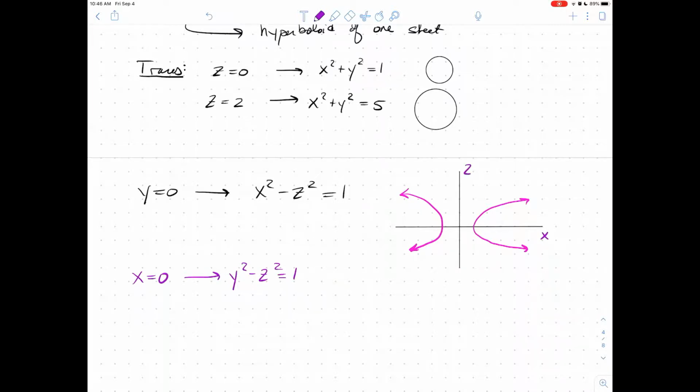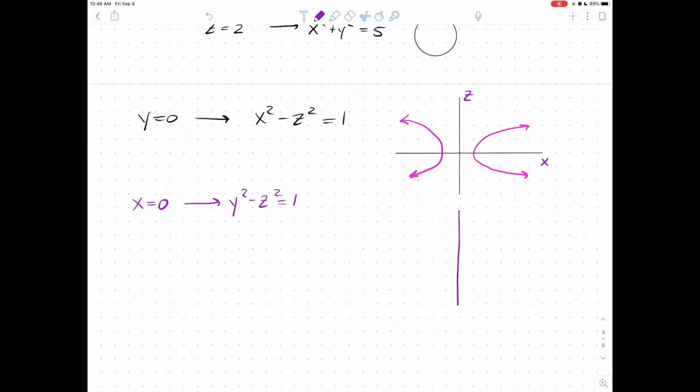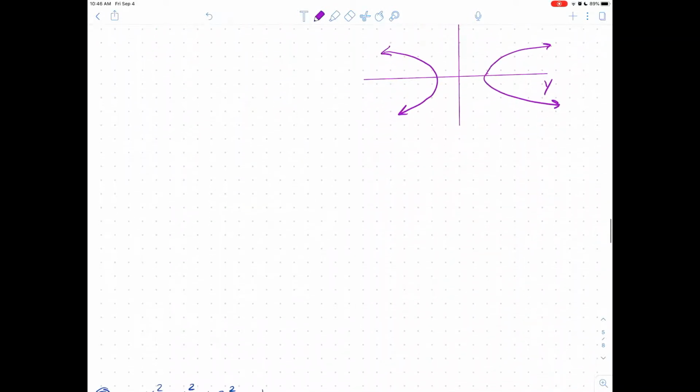This one was in the xz plane, and now I'm going to get an equation in the yz plane, and I usually let z be the vertical axis. And so it's actually the exact same graph. It's just different labels on the axes. So this ought to be enough now for us to put this thing together and try and graph it.